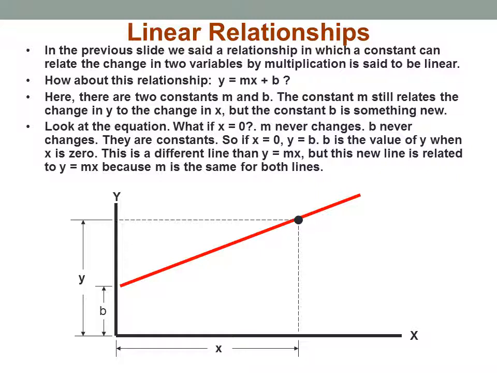What if x equals 0? m never changes, b never changes. They are constants. So if x equals 0, y equals b. b is the value of y when x is 0. This is a different line than y equals mx. But this new line is related to y equals mx because m is the same for both lines.